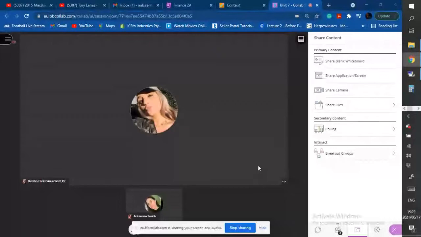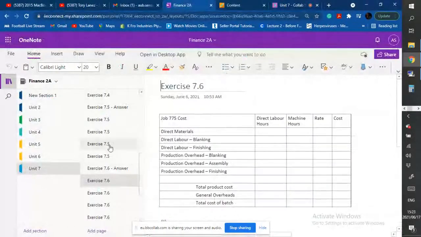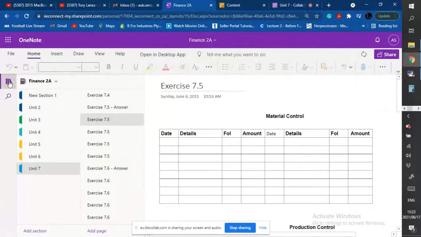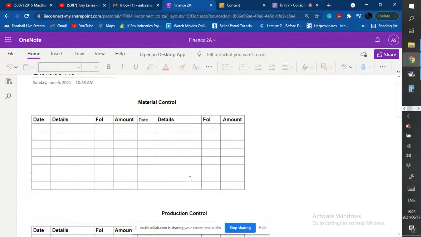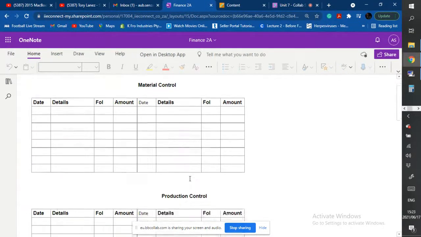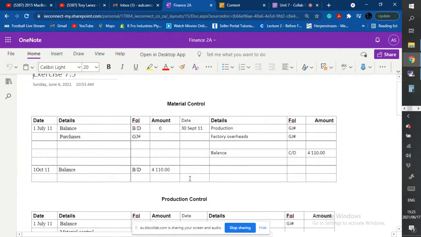Okay. Yeah, now you should be able to see my screen. So let's get into it. Okay, there we go. Just beginning to wonder what happened. All right, so question 7.5 in your textbooks. Let's quickly run through it and see what's going on over there.